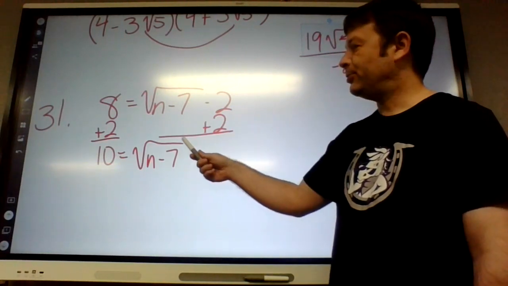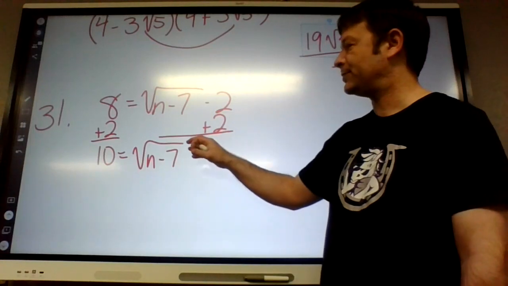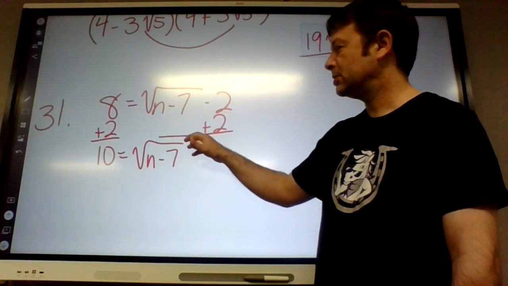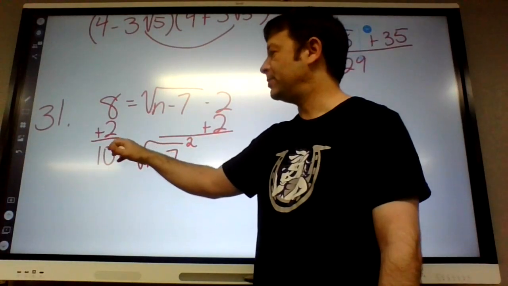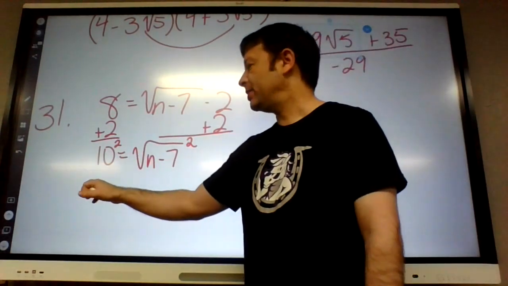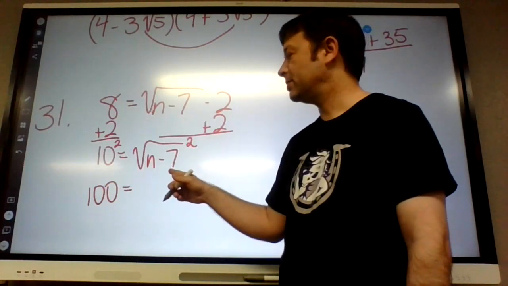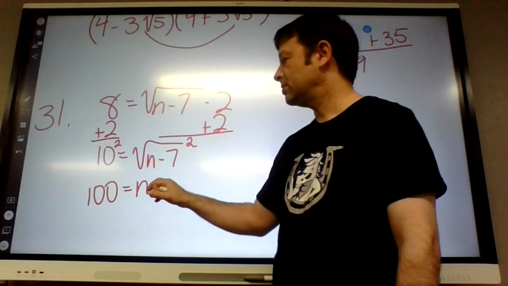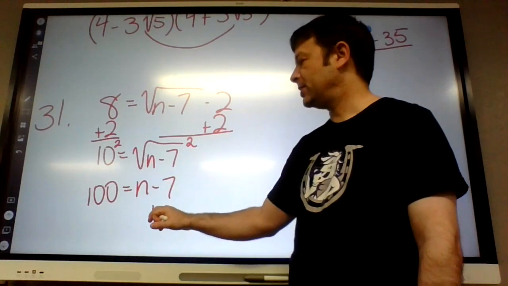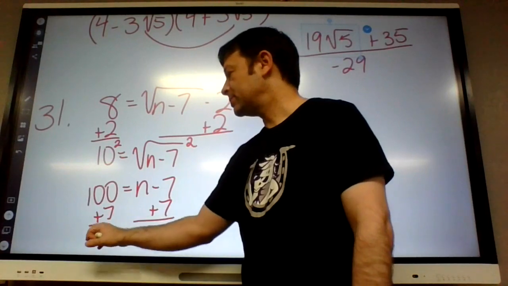We want to get rid of the square root, right? We're trying to get n by itself. How do I get rid of a square root? You square it. But if you do it to one side, you have to do it to the other. 10 squared is 100. What's the right side going to be? N minus 7. Okay, so to get n by itself, we just need to plus 7.